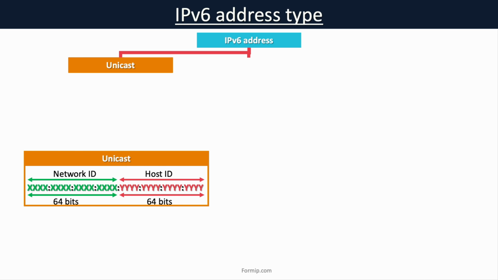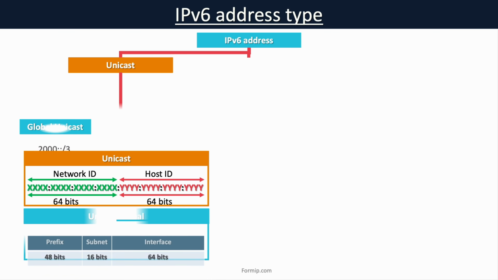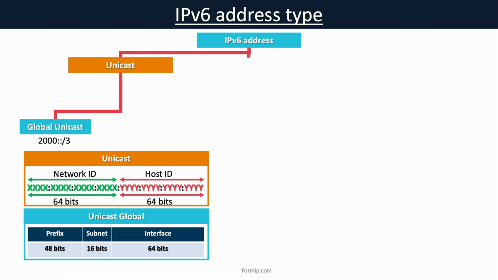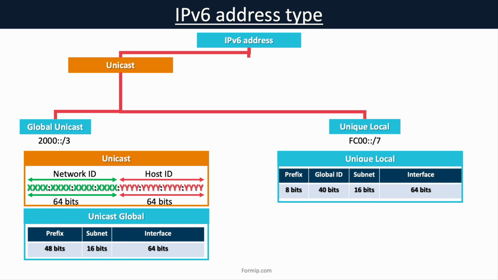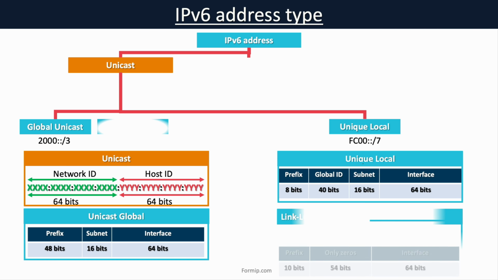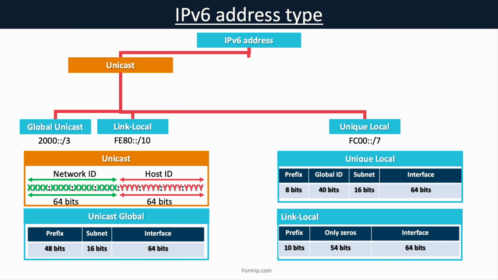Among the unicast addresses, we have global addresses, which have the same function as public addresses in IPv4. They are routable on the internet. We have unique local addresses that can only be routed within a LAN. They have the same function as IPv4 private IP addresses. There are link-local addresses, which are not routable. They allow equipment to communicate with each other without the need to go outside.